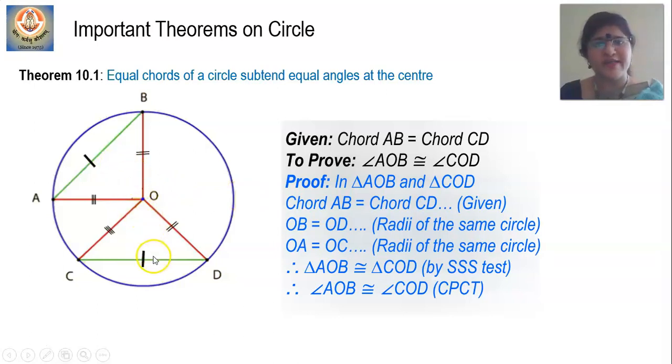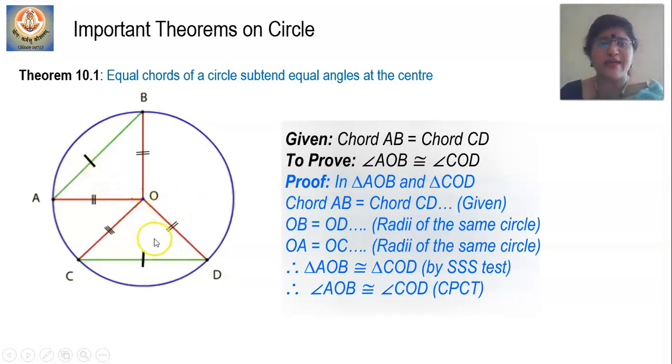Let us prove these two triangles congruent by the test of congruency that you have learnt in lower class. Chord AB is congruent to chord CD because it is already mentioned, it is already given. Then OB and OD, that is segment OB and segment OD, are equal to each other because they are the radii of the same circle. And OA is congruent to OC because these two segments are also radii of the same circle. So you get three sides which we have proved congruent of one triangle, and they are also congruent to the corresponding three sides of the other triangle.